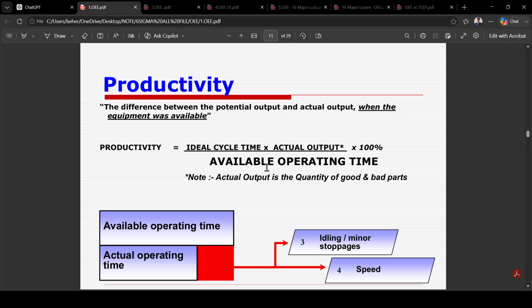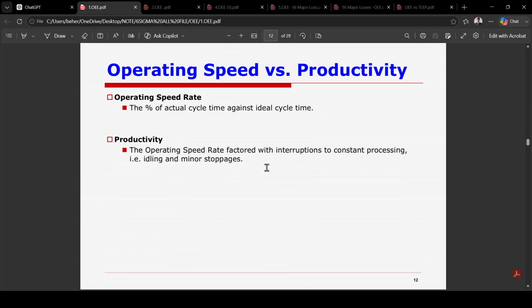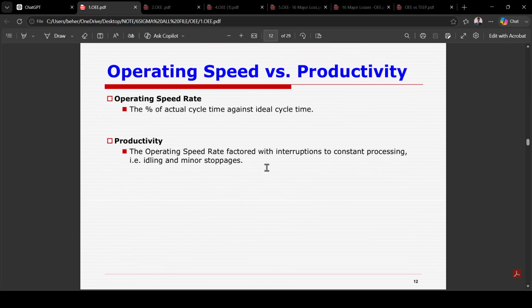So what is the problem? Ideal minus stoppage speed. Then operating speed versus productivity. Operating speed rate is the percentage of the actual cycle time against the ideal cycle time. Productivity is the operating speed rate factor to the interruption to the consistency of processing, that is idling or minor stoppages.